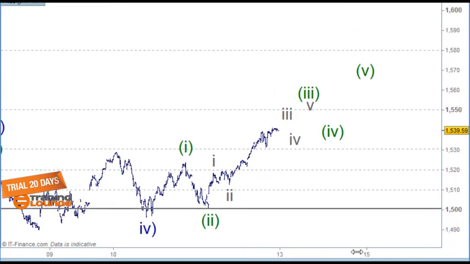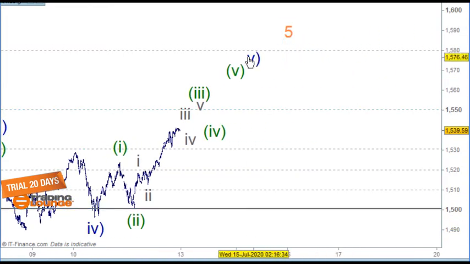Now, can it go higher than this? Yeah, probably. So I'll just need to be mindful. Once I finish counting this structure here, then we'll just wait and see what comes after that. I mean, we will get a pullback anyway, but let's see if the pullback is impulsive or is it corrective.